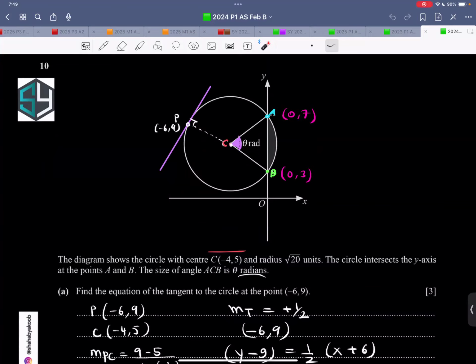The circle intersects the y-axis at points A and B. So when the circle intersects the y-axis, the x coordinate is 0. Find the equation of the circle, and find the equation of the tangent to the circle at point (-6, 9).